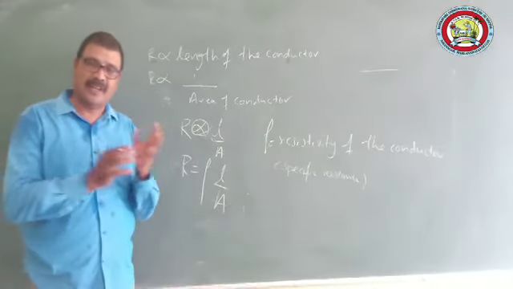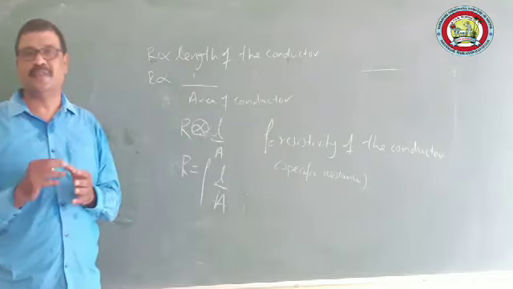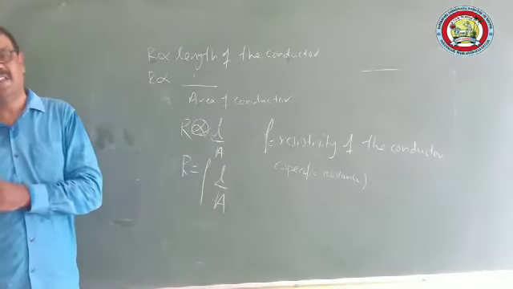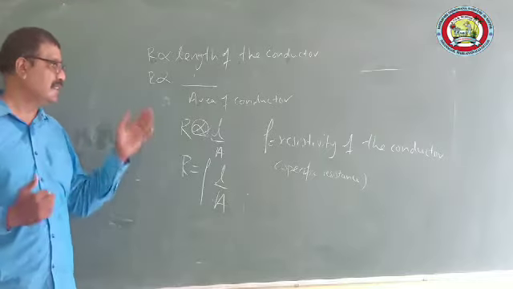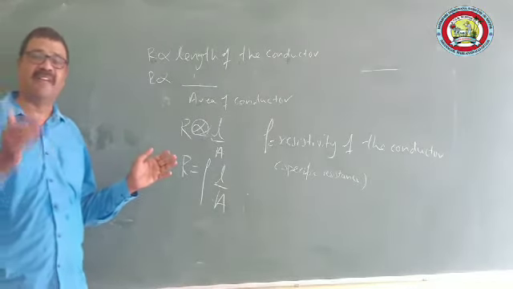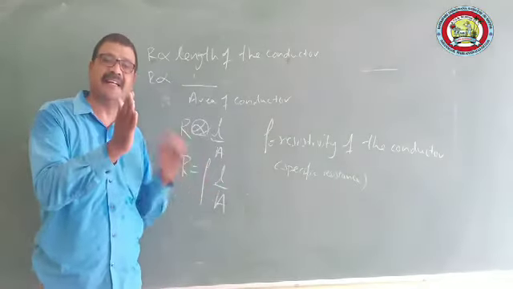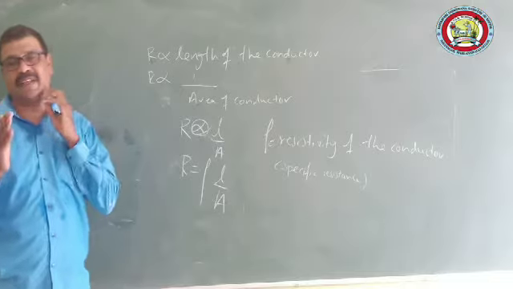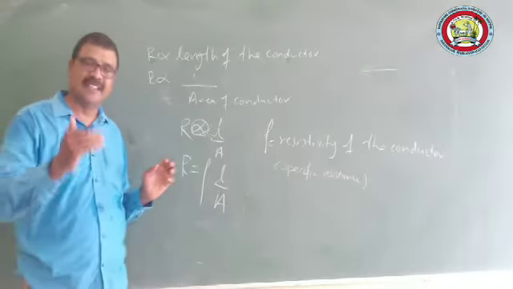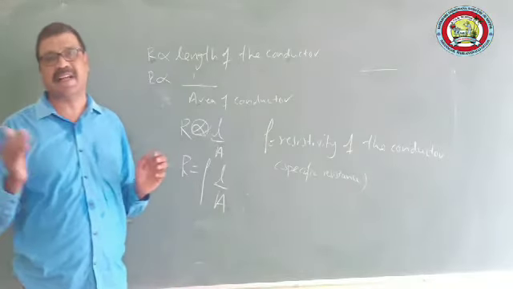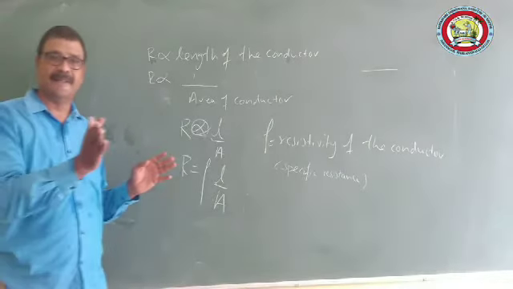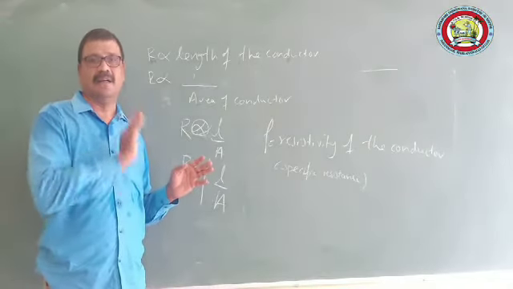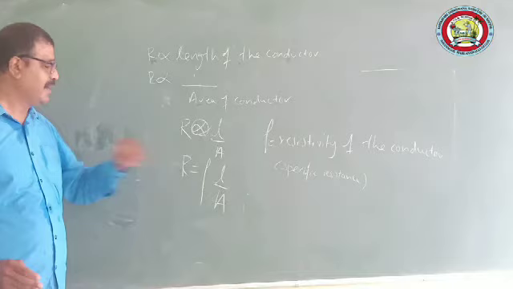Conductors will allow the current to flow through them easily, while insulators will not allow the current to flow through them easily. So this resistivity will define whether a material is a conductor or an insulator. If the resistivity is very less, then it will behave like a conductor. If the resistivity is very high, then it will behave like an insulator.